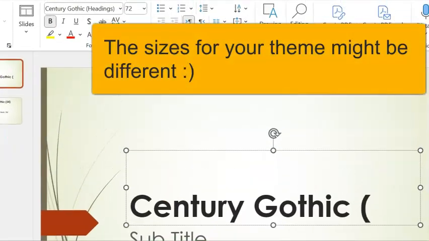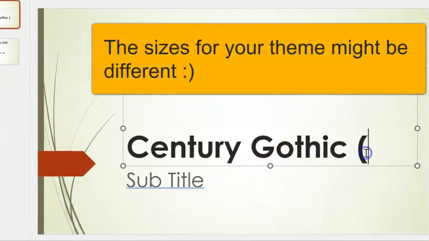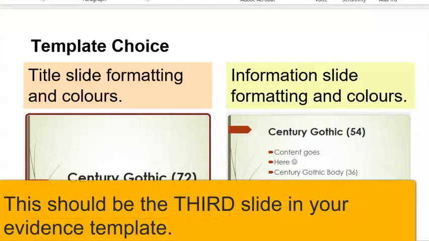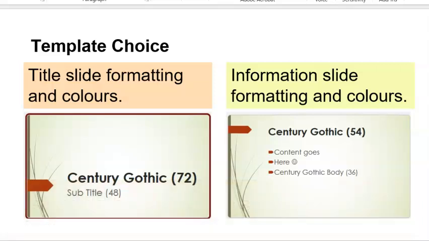You can repeat this process for the title slide, noting that the size in this case is 72. And for my subtitle, I'll probably go for a size of 48. Once you're happy with your template choice, you'll need to go into your evidence template and create a slide, call it template choice, and put screenshots of your title slide and a typical slide onto your template choice slide.